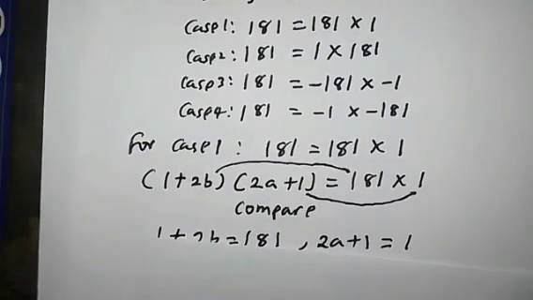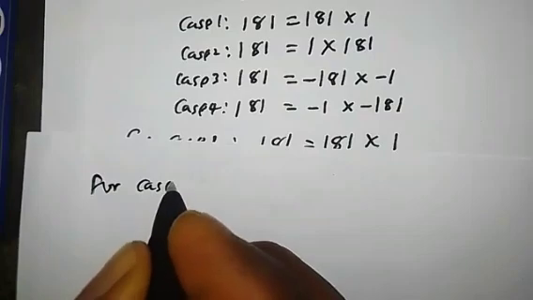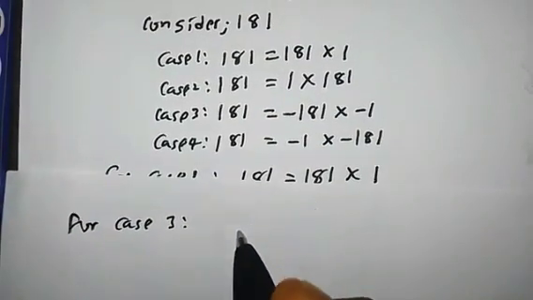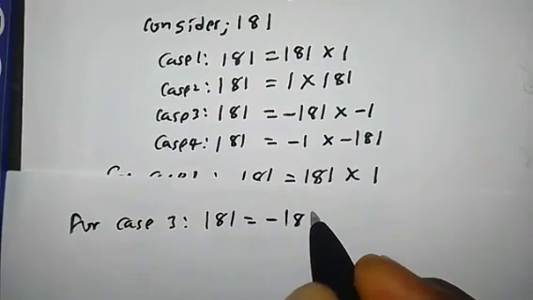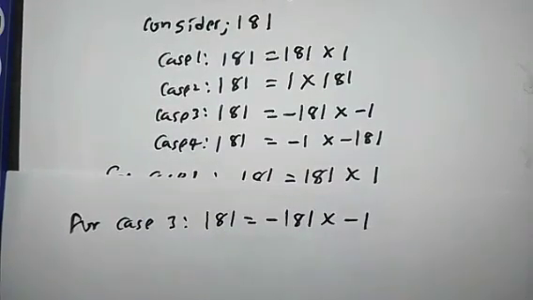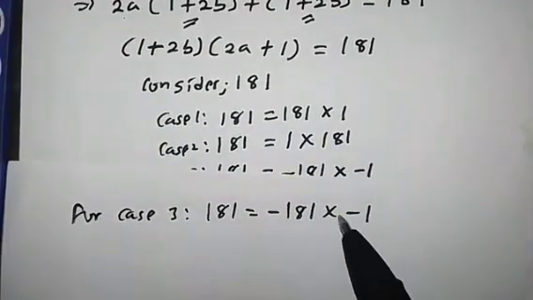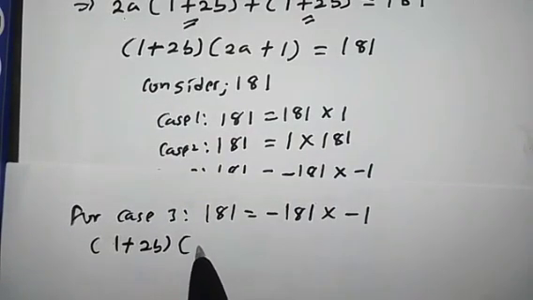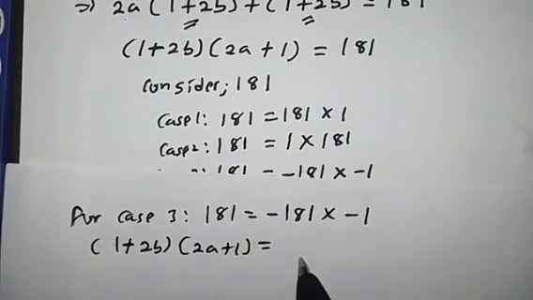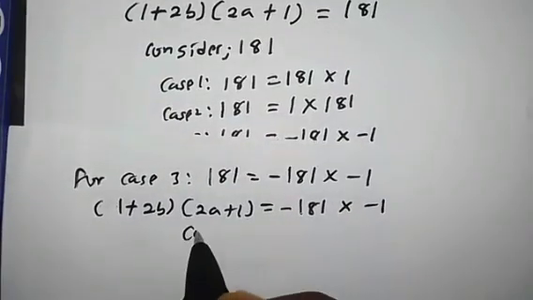So let's manage this. For case 3, that's the third case, 181 is equal to minus 181 times minus 1. So replacing this 181 by this, we simply have 1 plus 2b times 2a plus 1 equal to minus 181 times minus 1.